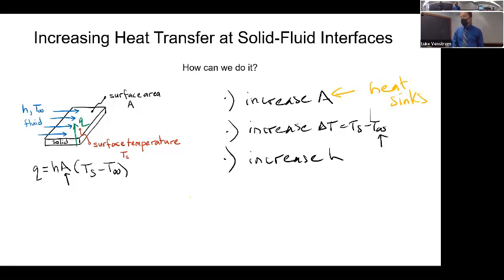Increasing h, I would say, if you've ever heard of a heat pipe, not heat pump. A heat pipe is something that's used mostly to try to increase h. And we're not going to talk about heat pipes, okay, because they're complicated two-phase flow devices that are beyond the scope of what we need to cover in heat transfer. But if you're interested in them, I can talk to you more offline about them, right? So our focus is on heat sinks.